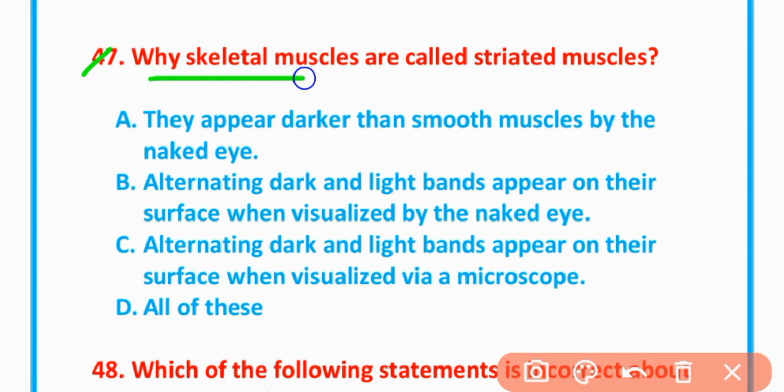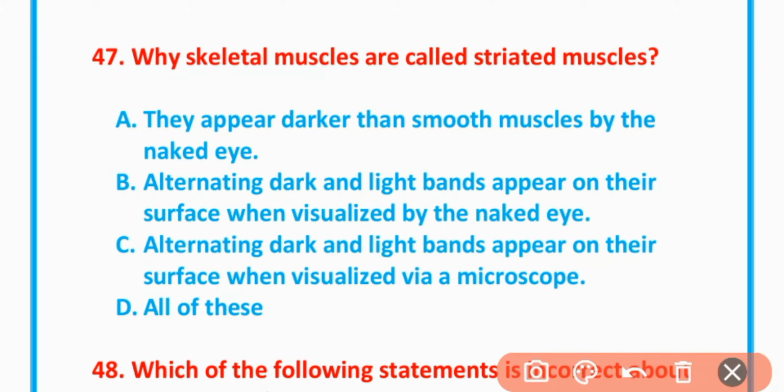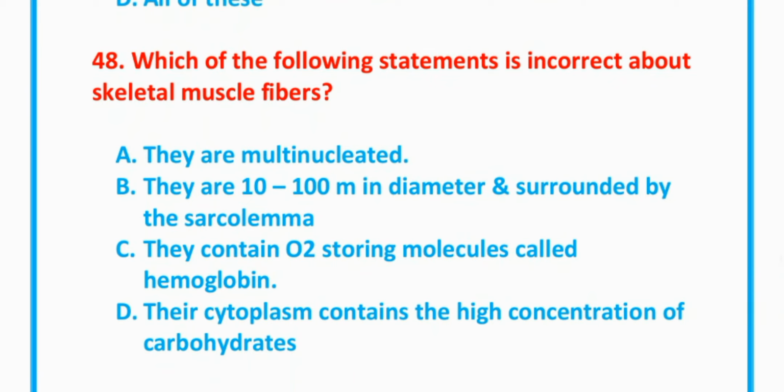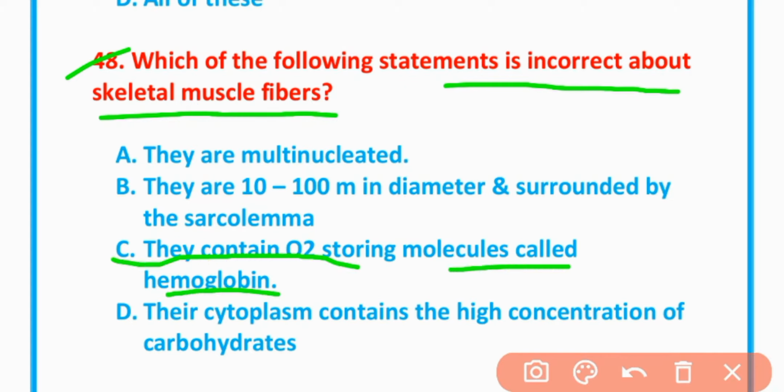47. Why skeletal muscles are called striated muscles? They have alternating dark and light bands appearing on their surface when visualized via microscope. Option C is correct for 47. Which of the following statement is incorrect about skeletal muscle fiber? They contain oxygen storing molecules called hemoglobin is incorrect about this.